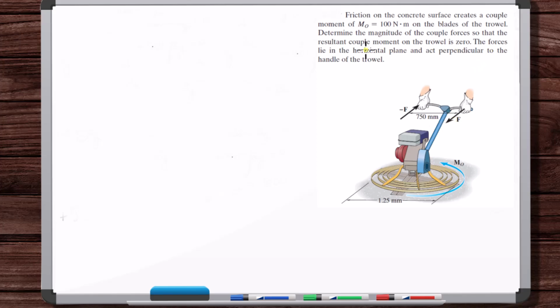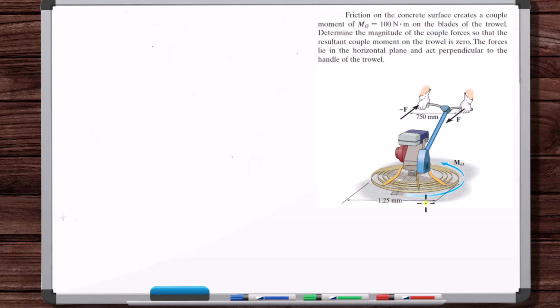But because this is saying that the forces lie in the horizontal plane and act perpendicular to the handle of the trowel, the axis of rotation here is this axis. The axis of rotation here is this axis. And when it comes to the moment from the blades, that makes sense. For the most part, the forces on the blades are in the plane of the ground. So we've got a moment of 100 Newton meters from the ground on the blades.